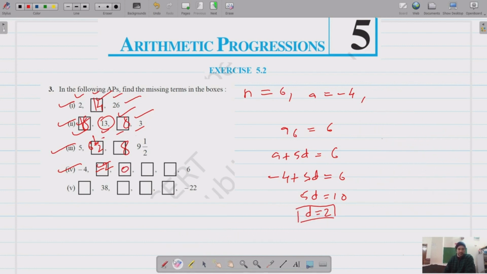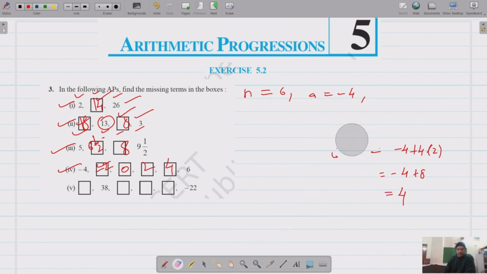And coming on to the fourth. The fourth term is A plus 3D. So A is negative 4 plus 3 into D, which is 2. It's minus 4 plus 6, which is 2. So this one is 2. And coming on to the fifth term. The fifth term is actually A plus 4D, and A is negative 4, 4 into D is 2, so it's negative 4 plus 8, which is 4. So this is 4. Okay, so we are left with the final one, the fifth one.